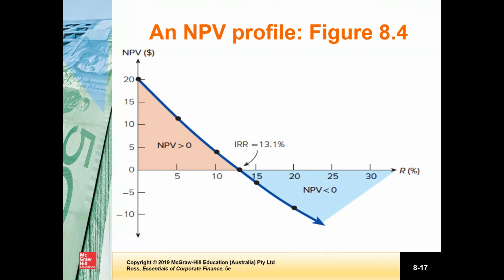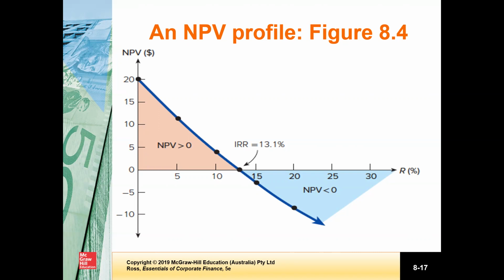Now look at how we can explain this. In fact, IRR is simply a rate, and that rate, as I said, makes the NPV equal to 0, because it tells us at which rate the present value of cash inflows will be equal to the present value of cash outflows.